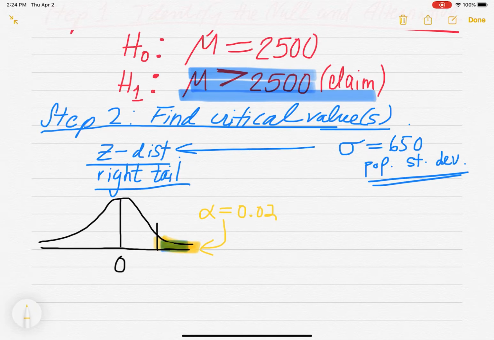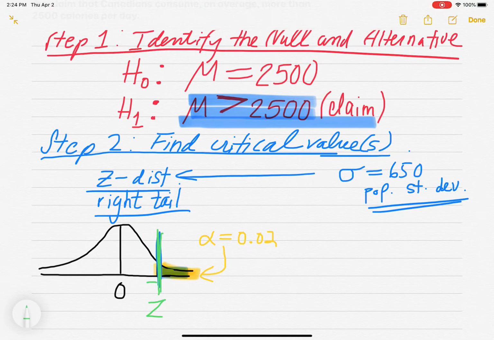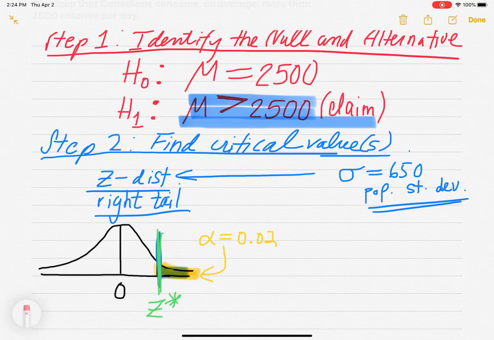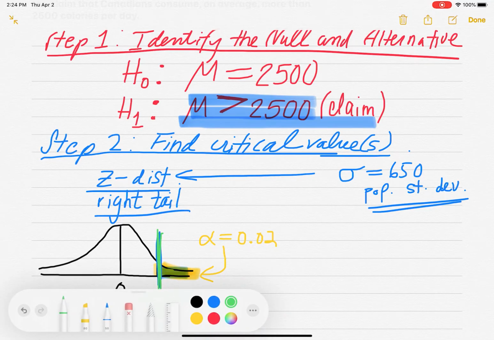So what we have to find is the z upper star. Z upper star is going to be this number right here. Make it green. It separates that yellow rejection region from the non-rejection region. Z upper star. The screen shifted on me, okay. So how do I find z upper star is the question.